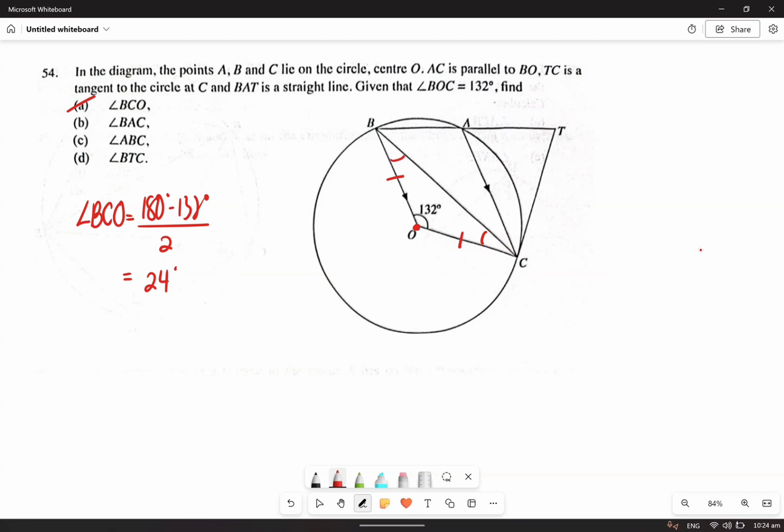So we have these two. I know that this is 24. I also know that this is 24. Do you agree or disagree? Okay. Then they want us to find BAC, which is this part over here. True? So tell me, can you all find BAC? Do you all know what BAC is?